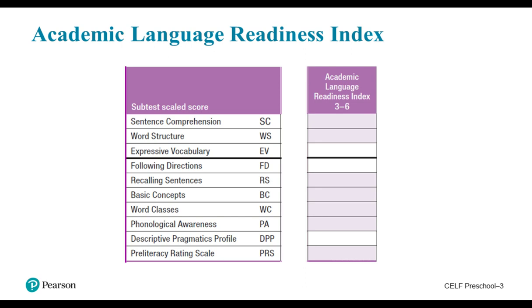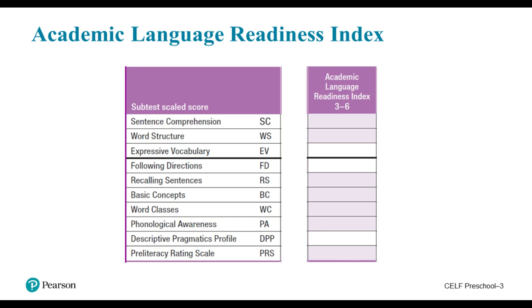So the Academic Language Readiness Index is a new index score for CELF Preschool-3, as Gloria pointed out. The Expressive Vocabulary, Following Directions, and Descriptive Pragmatics Profile were the three subtests that clustered to allow us to offer this index score. So you're really looking at whether the child has certain language skills that enable them to meet the language demands of the classroom. These three subtests clustered together, and we decided to call this area language readiness for the classroom, not a child's overall school readiness.